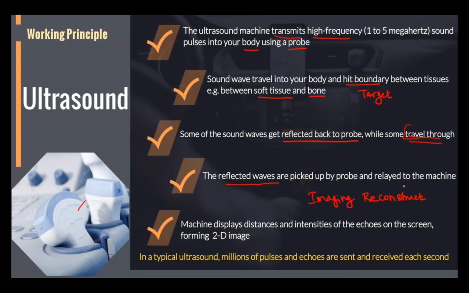will reconstruct the image. So based on how many waves I passed, how many waves got reflected, and the intensity difference between the two, it will form a 2D image. Ultrasound, it is a 2D image. So how much intensity I send, how much intensity I receive, and what is the distance between the ultrasound and the tissue. So by having all those things, you can form an image. Okay, so this is the working principle of ultrasound.